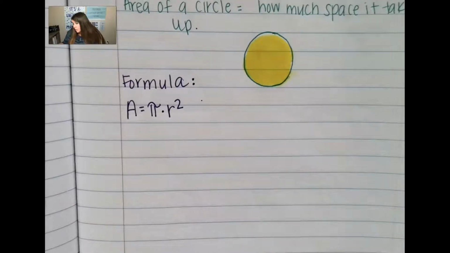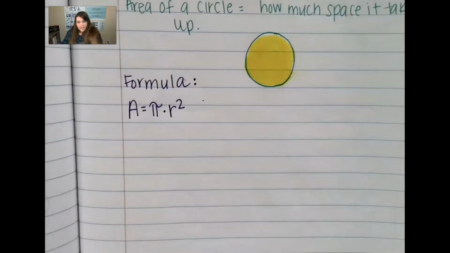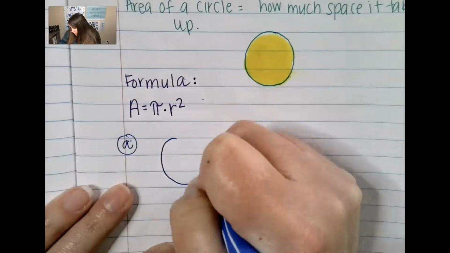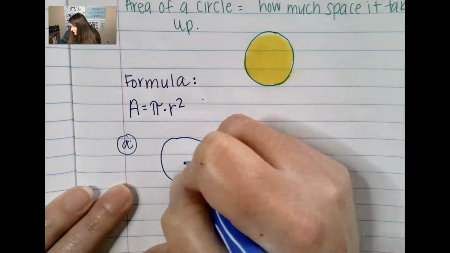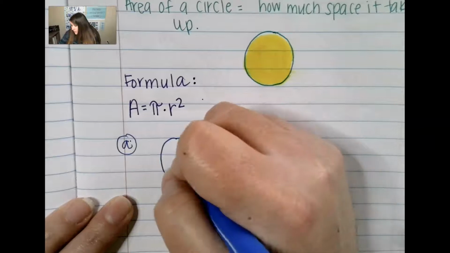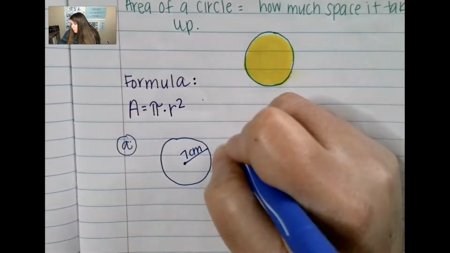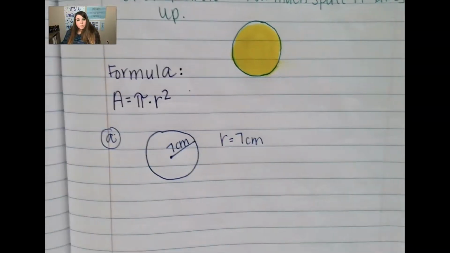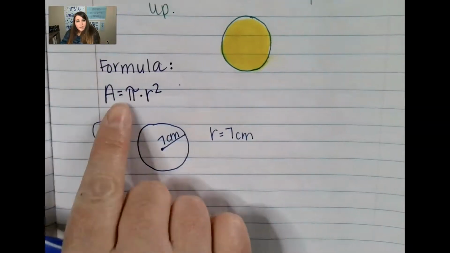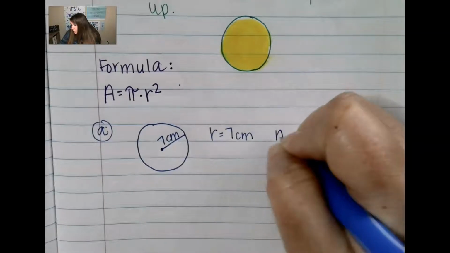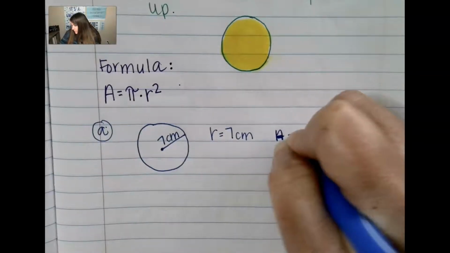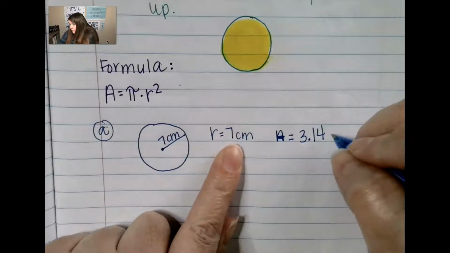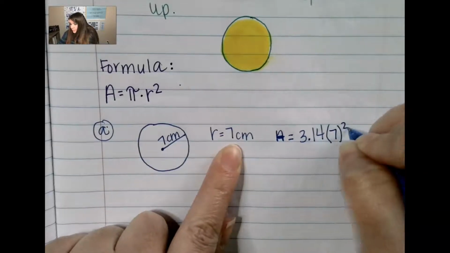Let's talk about our first example, A. We have a circle, and our circle has a radius of 7 centimeters. Radius equals 7 centimeters. We can see that right there. We're going to use the formula area equals pi, and instead of pi, we're going to use 3.14. Area equals 3.14 times the radius, which is 7 squared.